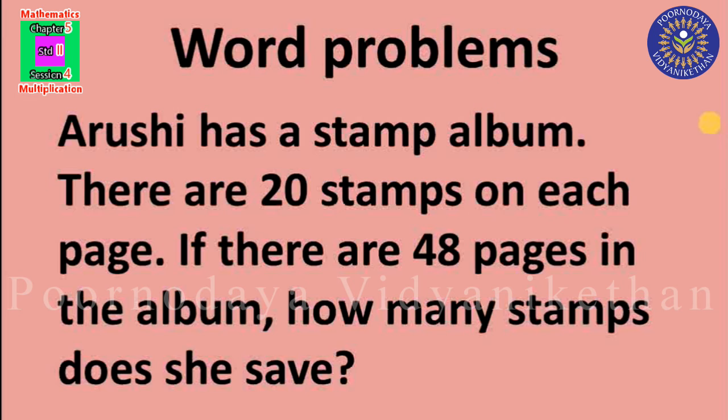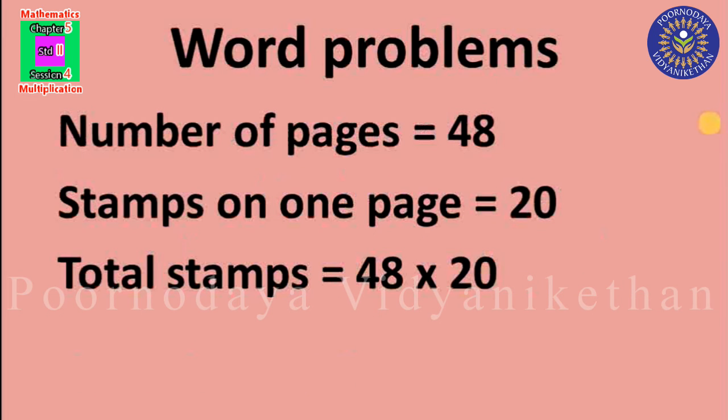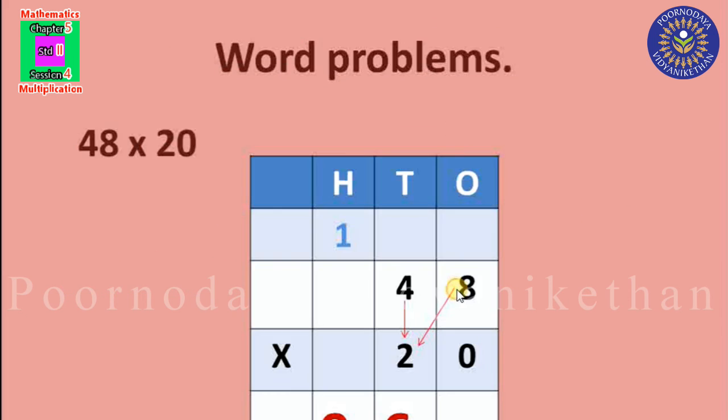First you have to write the statements. See here, number of pages 48. Stamps on one page 20. How can we find the answer? Total stamps. Yes, we have to multiply these two numbers. 48 into 20. Total stamps 48 into 20. See here, you have to arrange the numbers in the vertical method.